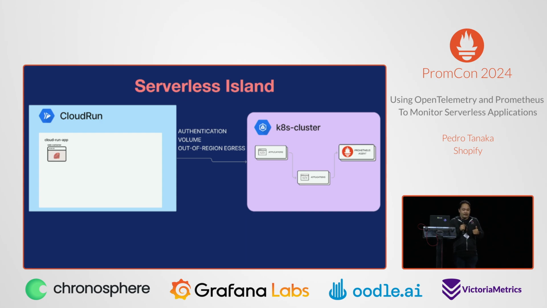Getting statsd traffic out of Cloud Run into the Kubernetes clusters is a no-go, because first you can have a lot of volume and you will pay out-of-region egress and also ingress on the other side. Then you have problems with authentication, how you deal with authentication from one side to the other. Also, statsd is usually sent over UDP, so you also have that problem.